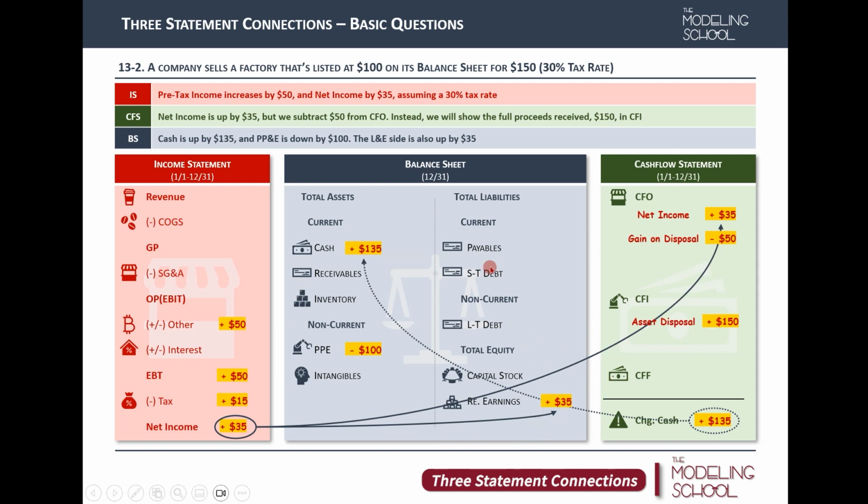So that's it for our basic questions on our three statement connections. In our future videos and later lectures, we will cover some more of these types of questions. We'll cover more intermediate and advanced connectivity questions. But personally, I think if you have understood all the basic questions, there's nothing more that's going to surprise us in the future.